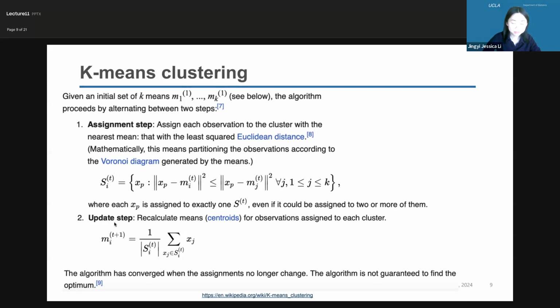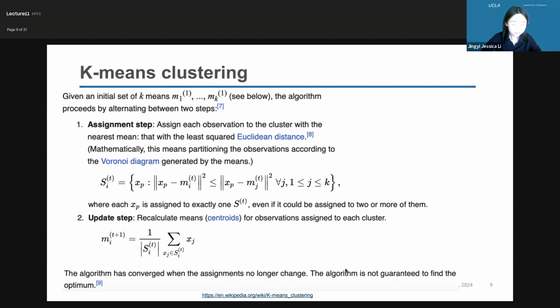Okay, so for the update step, given the assignment, for each cluster i you now have the data points in this S_i set. You want to update your cluster center in the t plus one iteration. And as the name K-means stands, you calculate the mean of the data points in this cluster, and you call that the ith cluster mean. Then given the new set of means, you go back to the assignment step to update the assignment, and then you update the mean. So it's always assignment, update. And the algorithm converges when the assignments become stable, with no more change.